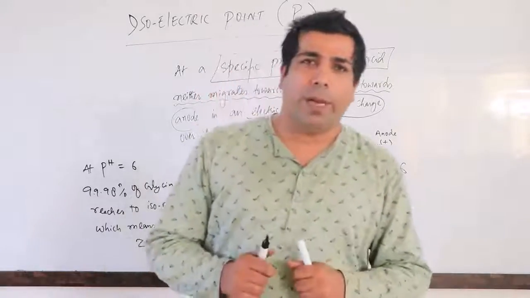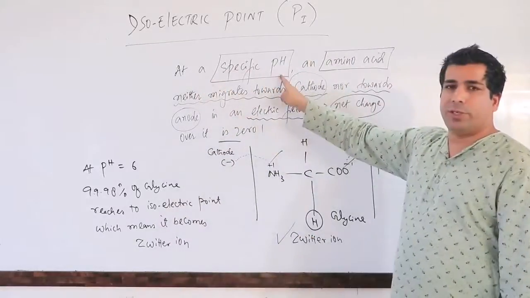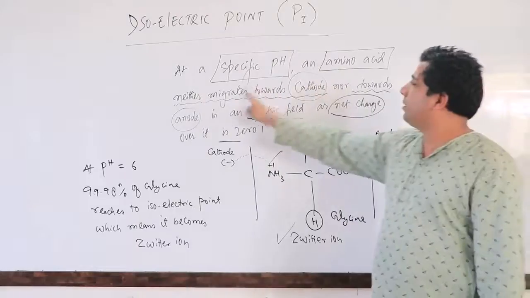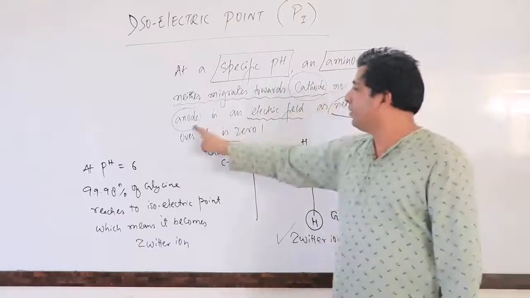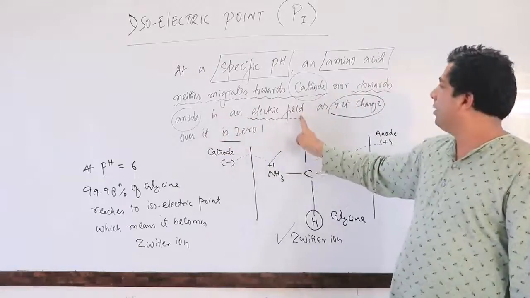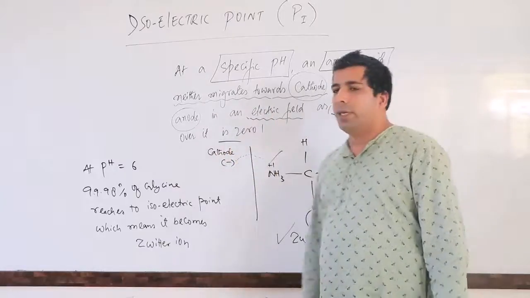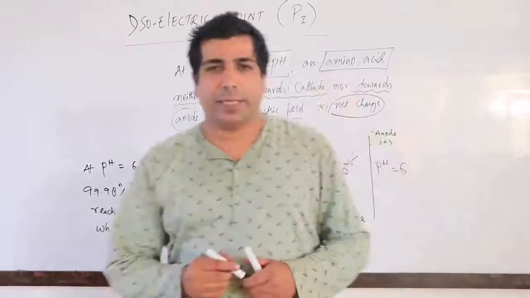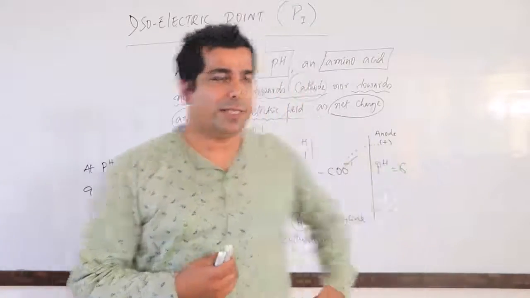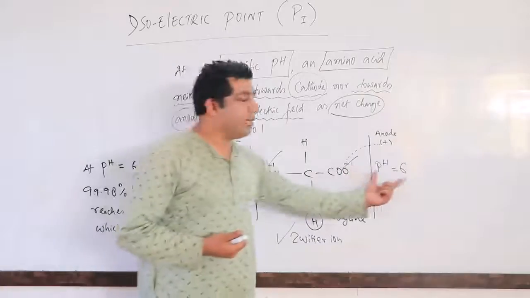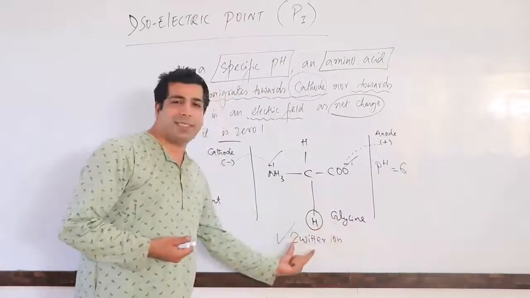Okay? I hope everybody has understood. So let's revise it once again. At a specific pH, an amino acid neither migrates towards cathode nor towards anode in an electric field. Why? Because the net charge over it is 0. Okay? And what is that isoelectric pH for the glycine amino acid? That pH is 6. At pH 6, our glycine amino acid will act as a zwitter ion.